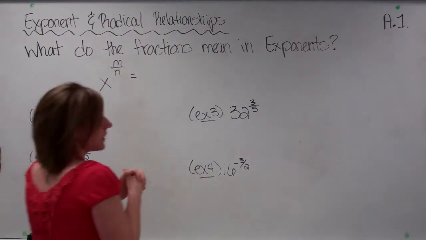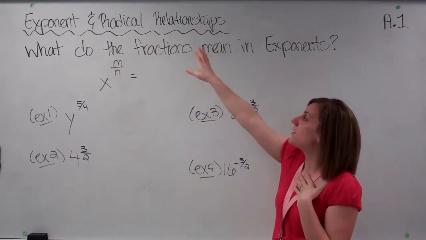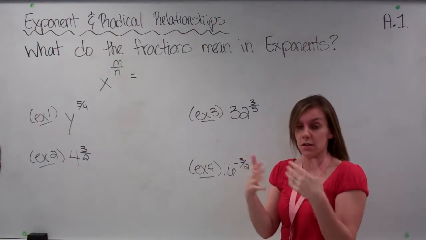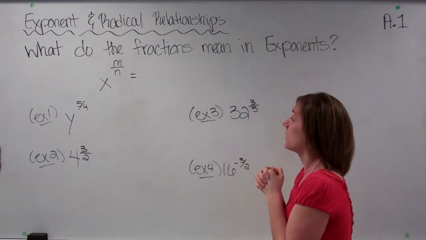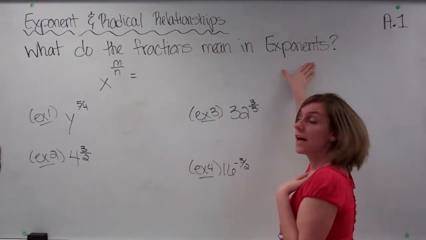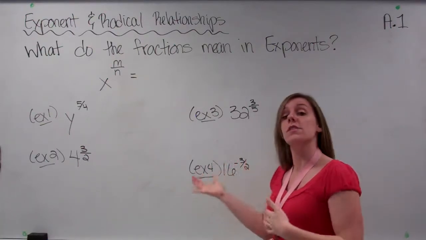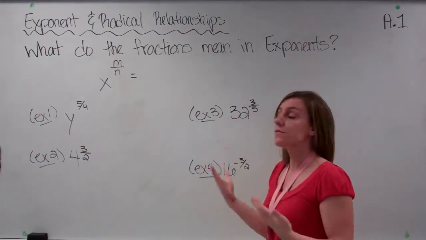All right, so the last thing that I do want to show you guys for now is how the exponents and the radicals actually relate to one another, because they actually do mean something with one another. So the question I asked is, what do the fractions mean in exponents? So we've been talking about exponent rules, and we've been saying, oh, well, you can follow the same rules with the fractions. Well, what do those fractions mean?